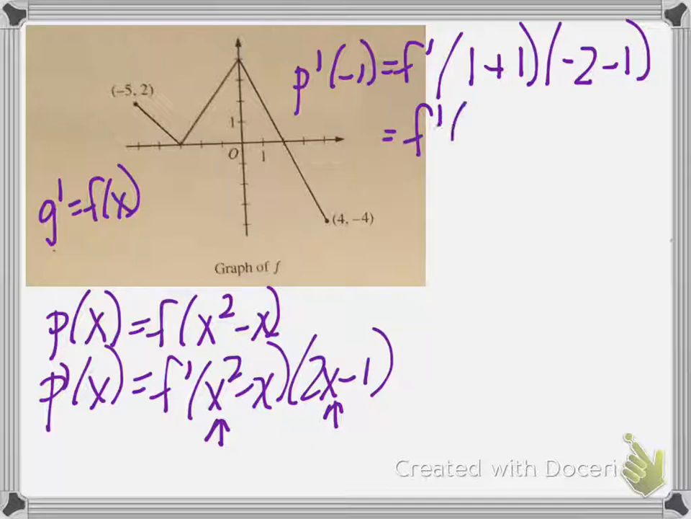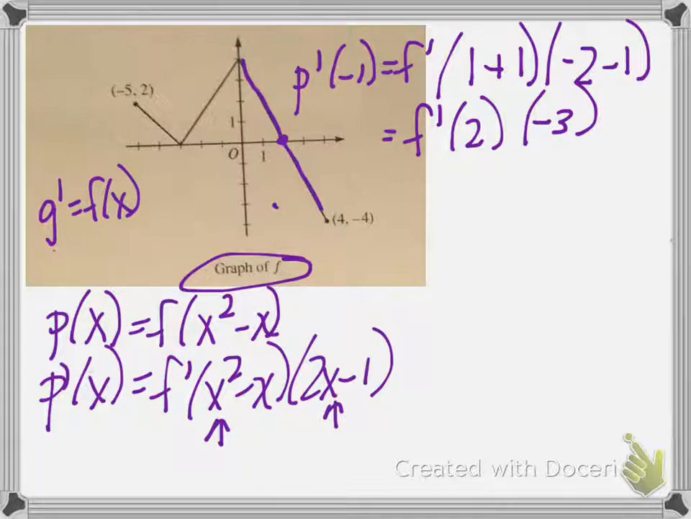Okay, so we have f prime of 2 times negative 3. Okay, so we need f prime of 2. So that means the slope of f when x is equal to 2. So here's where x is equal to 2. And so we need the slope. But what you might notice is that the slope along this entire line would be constant. So we just need to find the slope.